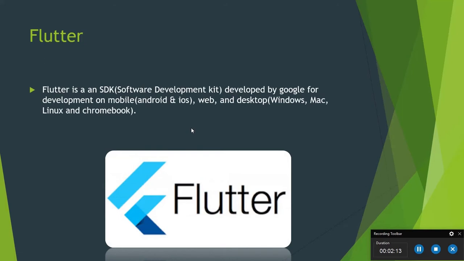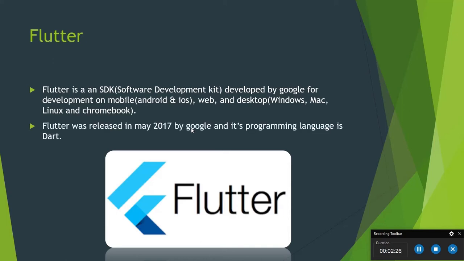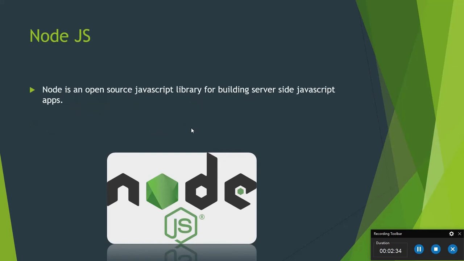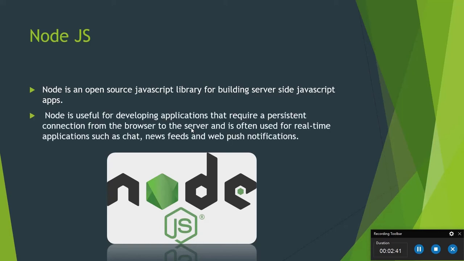Flutter. Flutter is a software development kit developed by Google for development on mobile, which is Android and iOS, web and desktop, which is Windows, Mac, Linux, and Chromebook. Flutter was released back in May 2017 by Google, and its programming language is Dart. Nodejs, this is an open source JavaScript library for building server-side JavaScript applications.